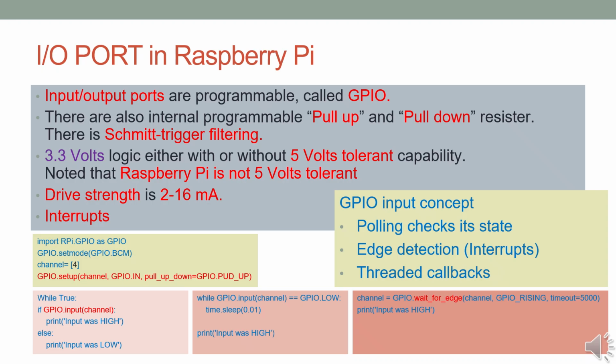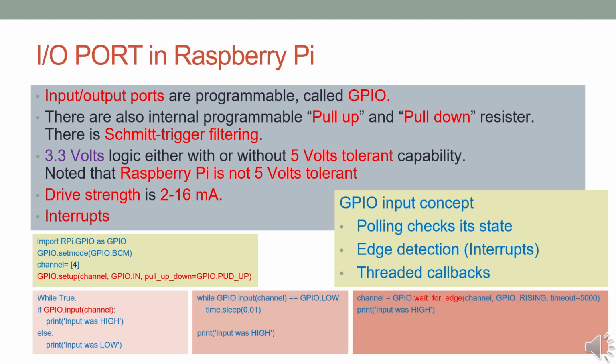However, polling is not very efficient. The processor remains busy checking the pin in a constant loop. To reduce CPU usage, we can add a small delay. Import time, while True: if GPIO.input(4) == GPIO.HIGH: print("Input was high"), then time.sleep(0.01), a delay of 10 milliseconds. This method still uses polling but consumes less processing power.